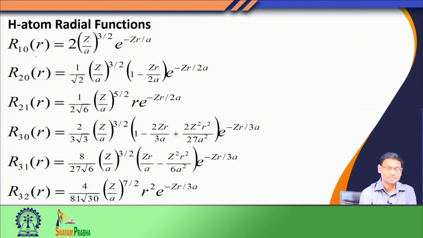So this we have already seen, R10, which is some constant multiplied by an exponentially decaying function, where this decays over minus ZR by a. Look at 2s, I have a polynomial of first order. And at how many places will this function become 0? Of course, you know that this will become 0 at one value of r.